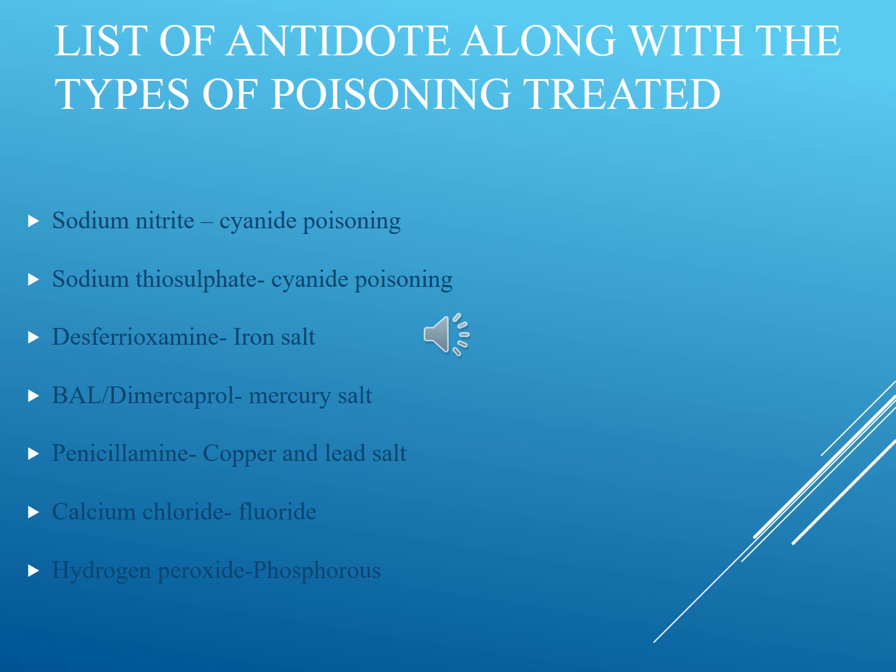So here is the list of antidotes along with the types of poisoning treated. Sodium nitrite for cyanide poisoning, sodium thiosulfate for cyanide poisoning, desferrioxamine for iron salt, BAL or dimercaprol for mercury salt, penicillamine for copper and lead salt, calcium chloride for fluoride, hydrogen peroxide for phosphorus.